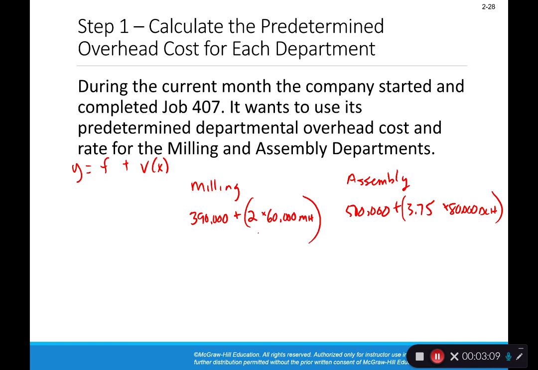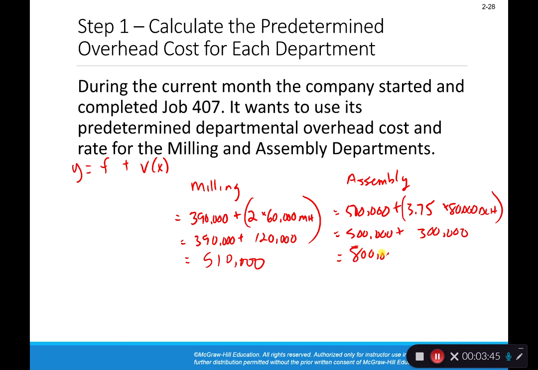So we do our little math here. I think you get $120,000 plus $390,000. And then 390 plus 120 gives us 510 for milling. A little more math, 3.75 times 80,000 gives me 300,000. Then we add 500,000. And then we get 800,000 when we add that together.